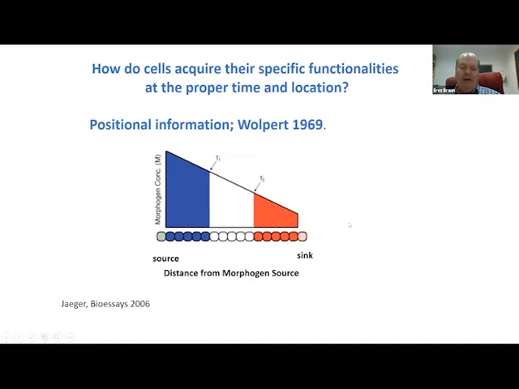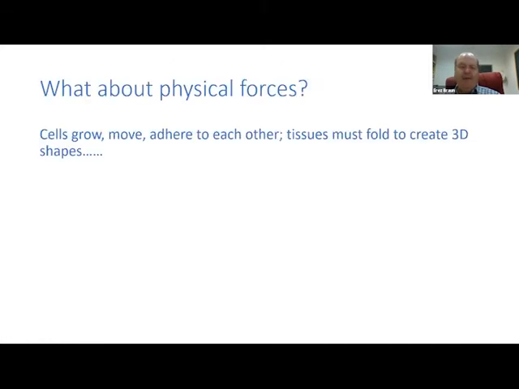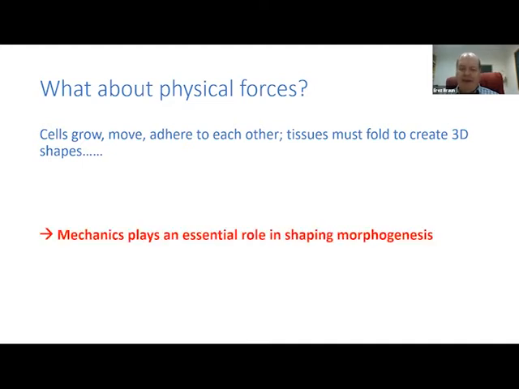Okay. Now, all this is about chemical patterning, but development is not only about chemical patterning. What about physical forces? So in development, cells need to grow, move, adhere to each other, and especially a three-dimensional form should be created, and this requires mechanics. So mechanics at different levels must play an essential role in shaping morphogenesis. And this also has a long history.